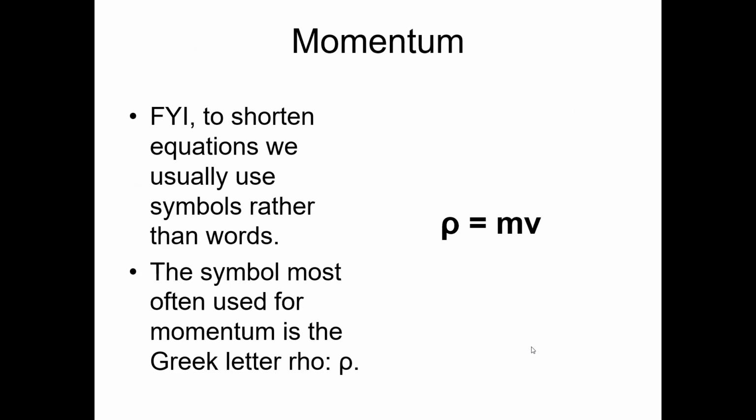Earlier, I did not give momentum a symbol, and I personally would probably give it a symbol just to shorten things up when I'm writing out my equations. But sometimes I hesitate to give it a symbol because the official symbol might be confusing to people. The symbol for momentum is the Greek letter rho. And it is not an R. It looks like a lowercase p.